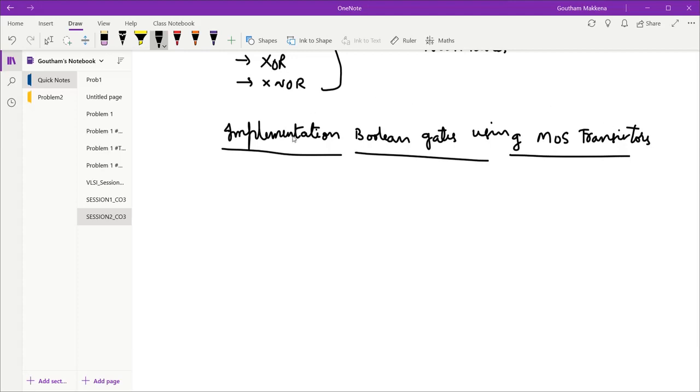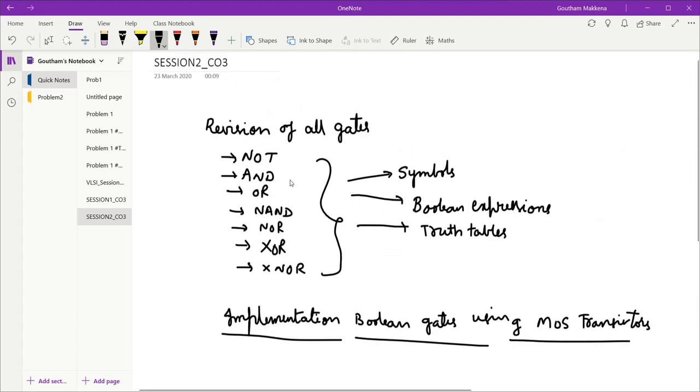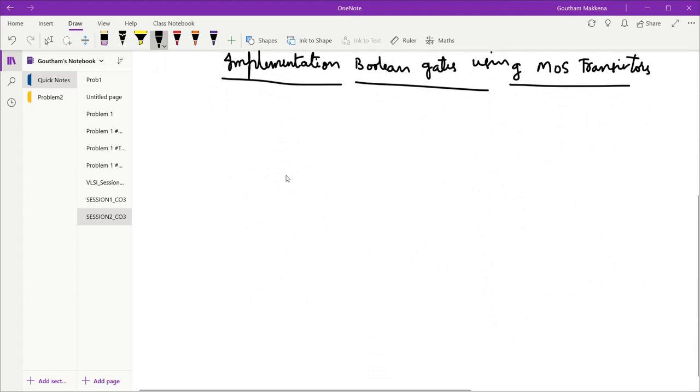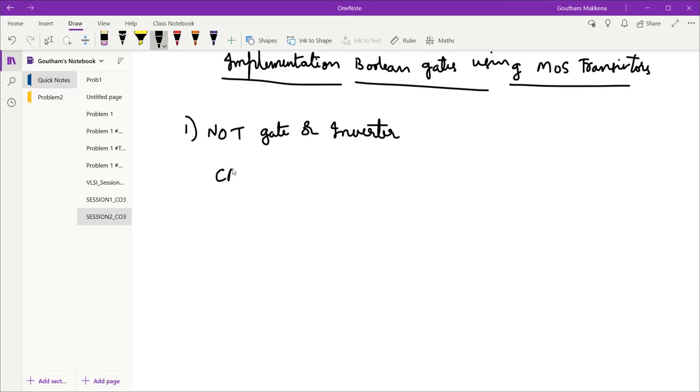Okay, right, so again we'll start with our very best friend, that is nothing but the NOT gate or inverter. See, we have already done the analysis of the inverter, right? So in particular, the logic style we'll be learning about in this session is called CMOS logic style.